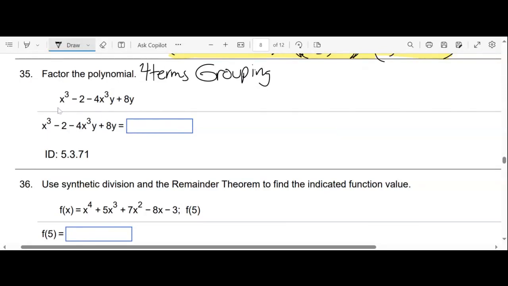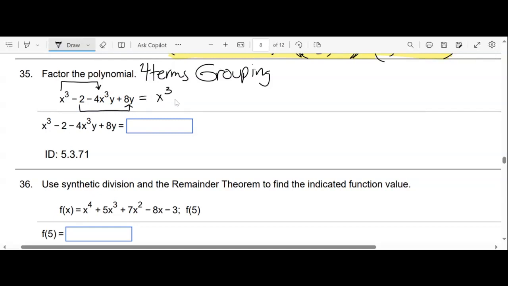All right. So now look here. I have term number 1, 2, 3, and 4. Can I take the first 2 together? No, I don't like that. So what should we do? Take the first with the third, right? And take the second with the fourth.